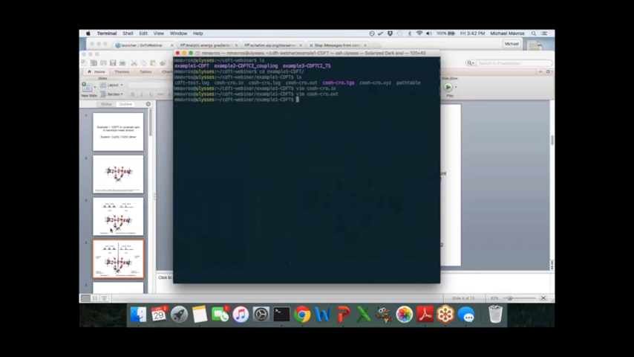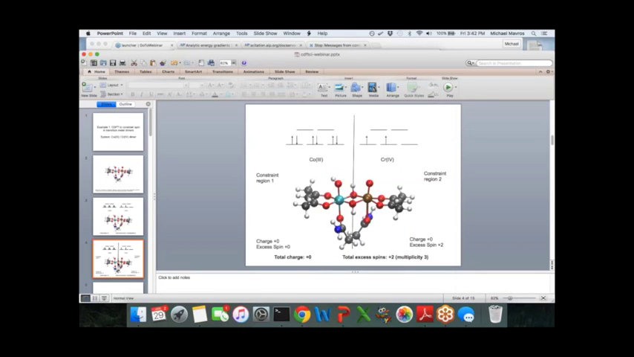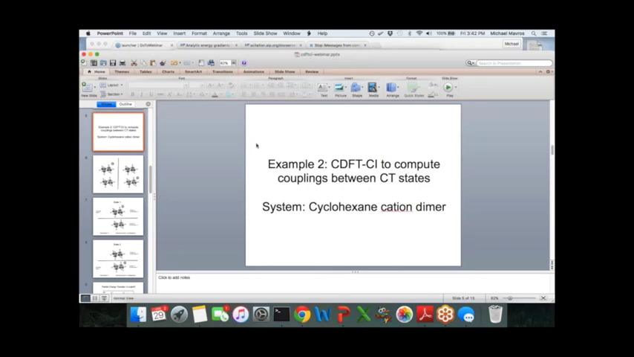Okay, so that was the first example using just constrained DFT. The second example I want to talk about today is to use constrained DFT configuration interaction, or CDFT-CI, to compute couplings between charge transfer states. Now, the system I'm going to talk about here is the cyclohexane cation dimer, which is a fairly contrived charge transfer system, but it's illustrative and it works pretty well for this.